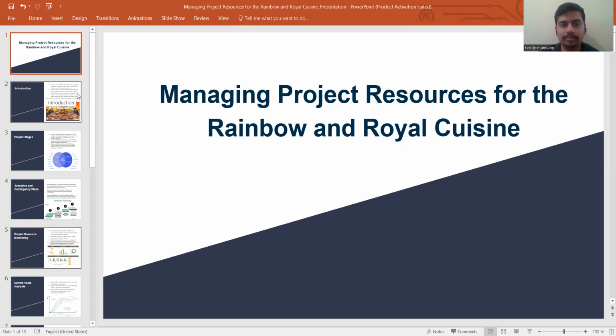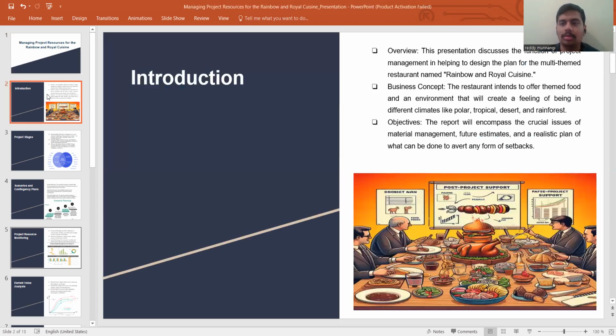Starting with the introduction, I'm going to discuss how project management helps in designing and planning the multi-themed restaurant. My basic concept is to create a restaurant with three different ambiences, creating three different seasons in the restaurant, like desert, snow, and tropical regions, and serving the food according to that theme.